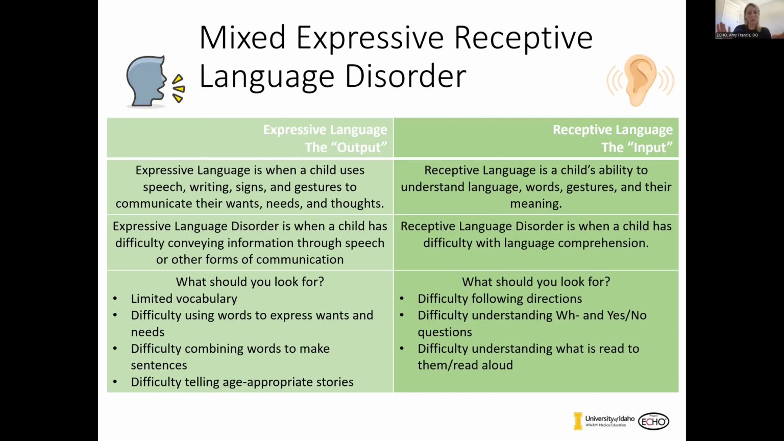So what can you look for, right, as a provider? Children with expressive language disorder will have a limited vocabulary, so fewer words. They have difficulty using words to express wants and needs. I want milk. I want to go outside. They have difficulty combining words to make sentences and might just stick to single words. Difficulty telling age-appropriate stories. With receptive language, they have difficulty following directions and answering questions like WH questions or yes/no questions, and difficulty understanding what's read to them. Next slide.